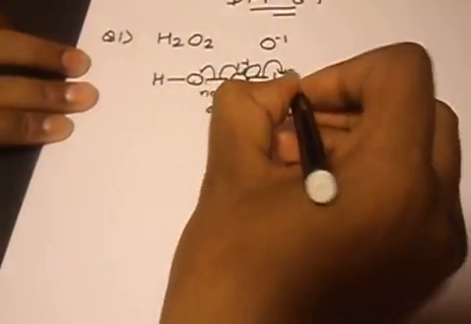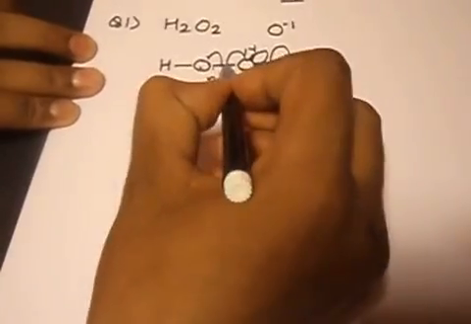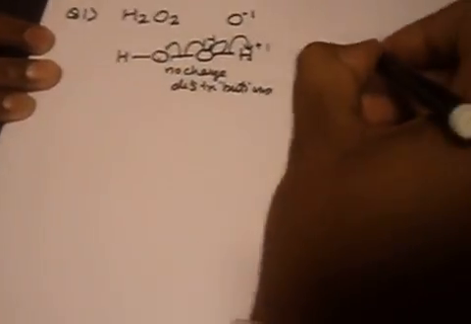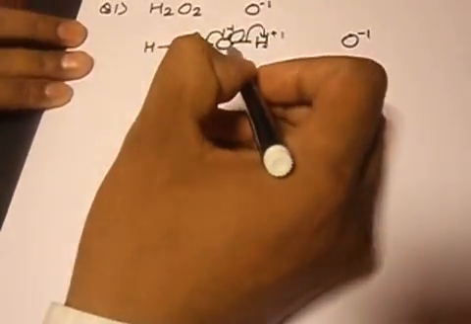and positive charge over hydrogen. So entirely, if O cleaves both of its bonds, it would result in a negative charge over oxygen. So the oxidation state of oxygen in hydrogen peroxide is -1.